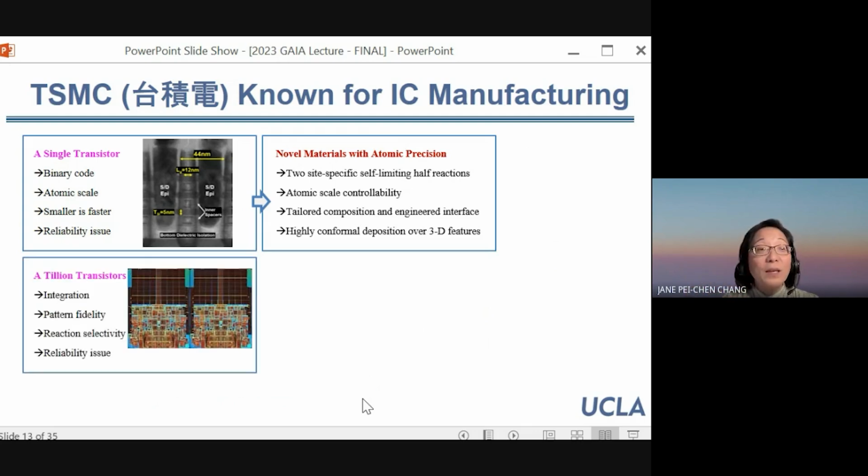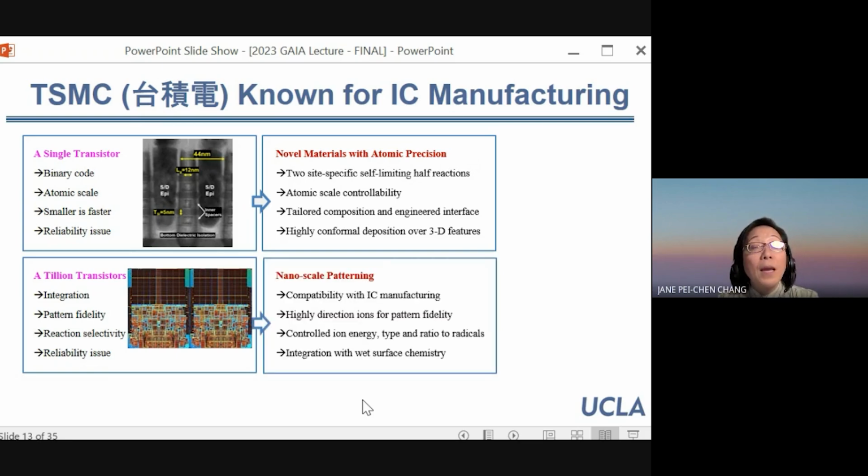What about to make 1 trillion transistors? The challenge is much greater, right? Not only you need to make one, you need to make many, and they need to communicate with one another. So integration is a very important issue. How we can create these structures reliably so that they can function precisely is very, very important. And nanoscale patterning is really important.